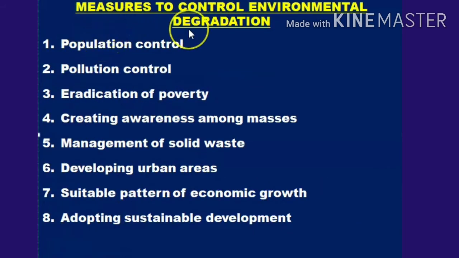Measures to control the environmental degradation. So population control, then pollution controls have to be made, then eradication of poverty has to be made, and creating awareness among masses about environmental degradation and the challenges that have been faced has to be informed through the educational system and all, so that environmental degradation can be stopped.